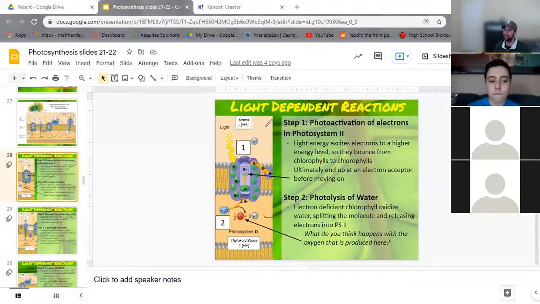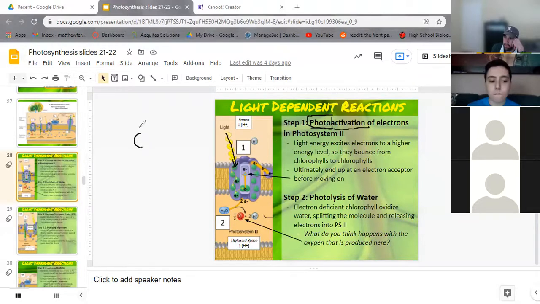Light, exactly. Prefix photo refers to light. So photoactivation of electrons means the activation of electrons due to light energy. Step 1 is just the light hitting chlorophyll and the electrons there becoming very high energy. And one of the questions asks, how does this relate to your knowledge of the subatomic particle that is getting activated?